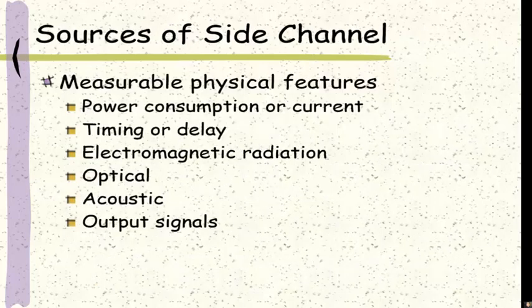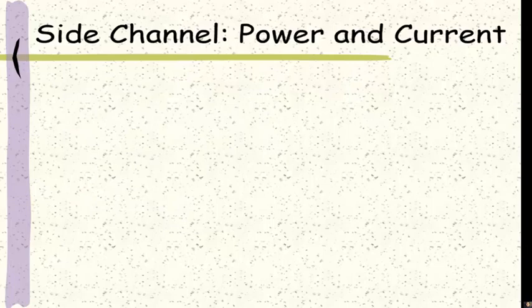There are many side channels that can be utilized by attackers: the power consumption and execution time during normal operation, the electromagnetic information, the optical and acoustic emission, as well as the system's output signals. Next, we'll briefly discuss each of these. First, the power and current side channel is perhaps the side channel that has been studied most extensively in the past 20 years or so.